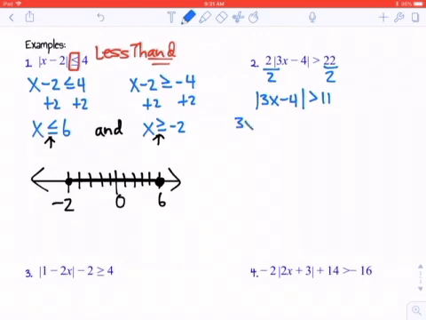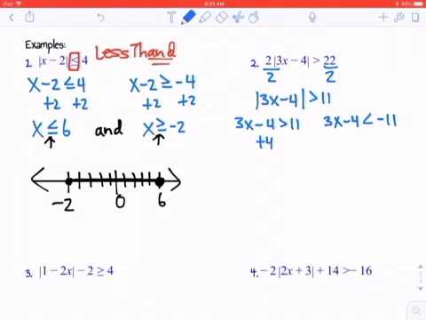So the next step is to set up our 2 inequalities. So 3x minus 4 is greater than 11. Remember, it looks like what you're given. You've just taken away the absolute value symbols. And then we have 3x minus 4, and change your inequality sign and change the sign of the 11, what's on the right side. So now we have our 2 inequalities set up.